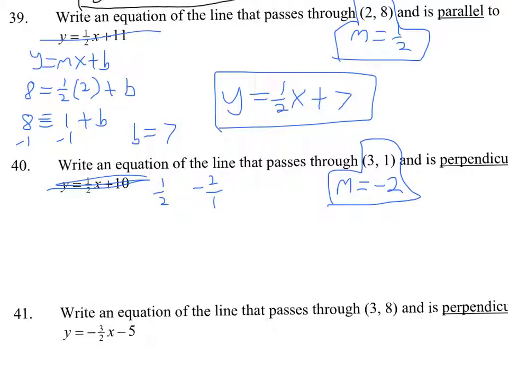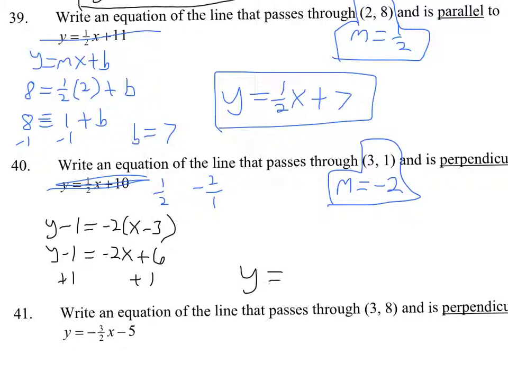I'll just go ahead and plug this into point slope form. So y minus 1 equals negative 2 times x minus 3. Alright, so on the right side I'll have negative 2x plus 6. Then I'll want to add 1 to both sides, and I get my answer. y equals negative 2x plus 7.